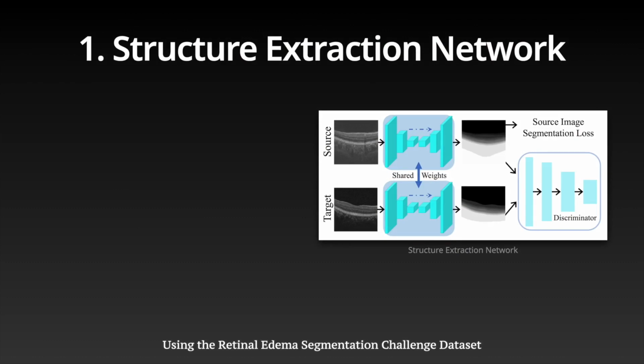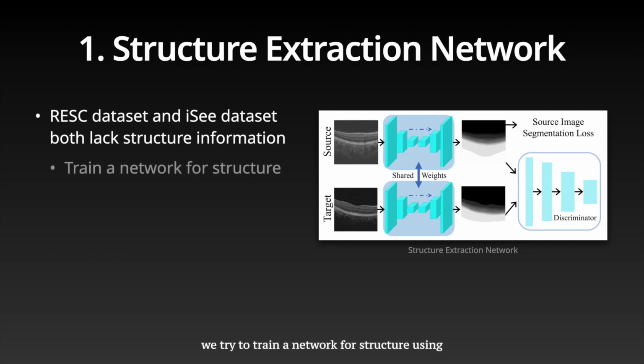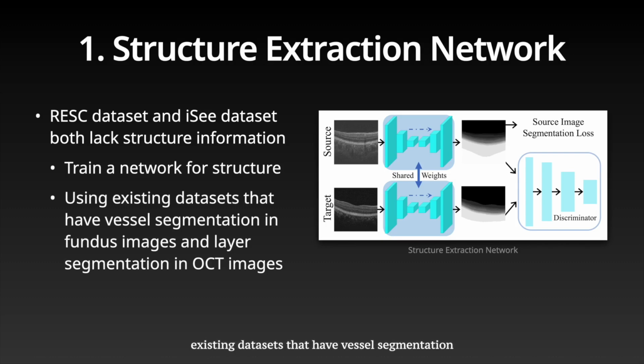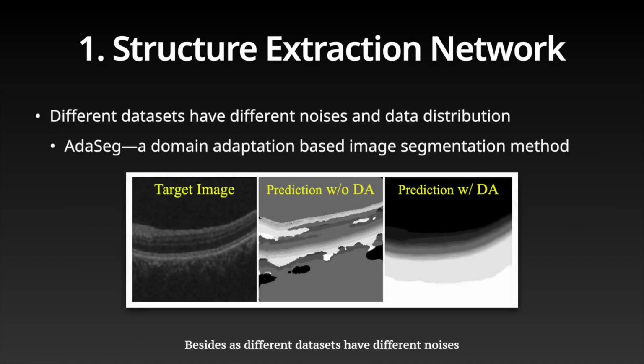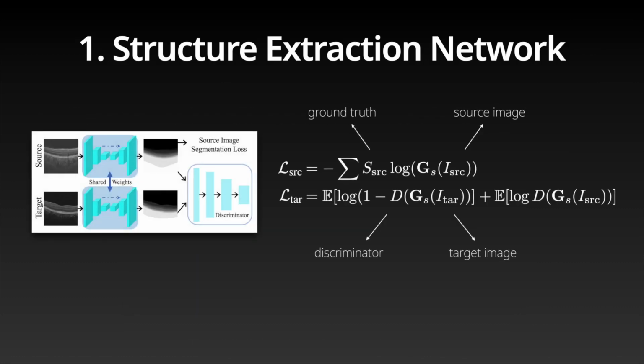Using the Retinal Edema Segmentation Challenge dataset and a fundus multi-disease diagnosis dataset to evaluate, we found that both datasets lack structure information. To avoid manually annotating the structure, we try to train a network for structure using existing datasets that have vessel segmentation in fundus images and layer segmentation in OCT images. Besides, as different datasets have different noises and data distribution, we leverage ADA-Seg, a domain adaptation-based image segmentation method, to learn the structure extractor GS. The training loss in this module is shown here.